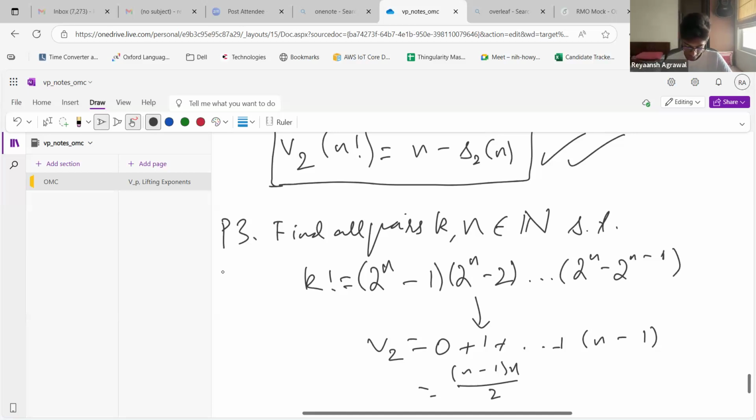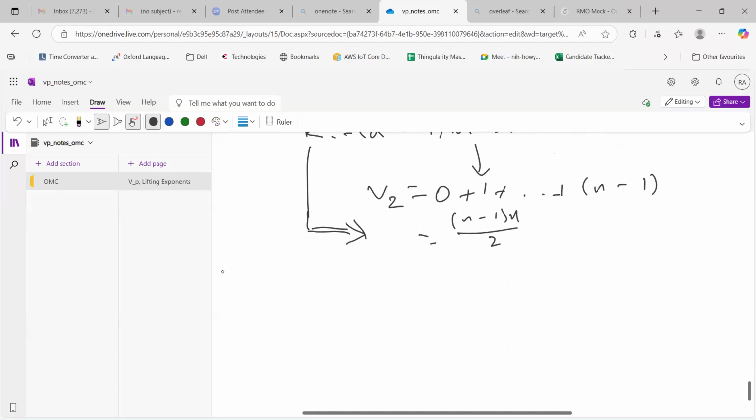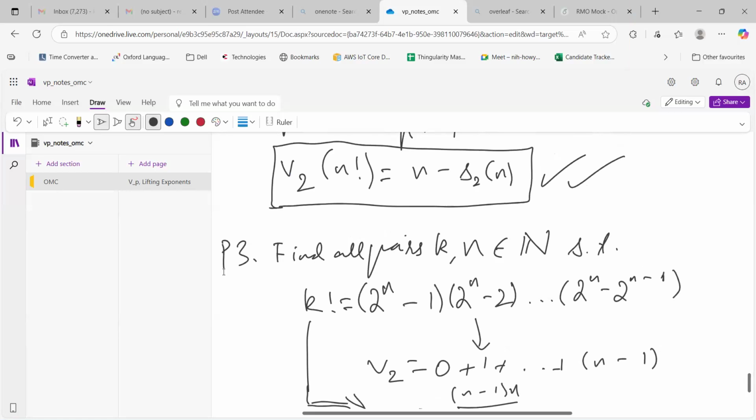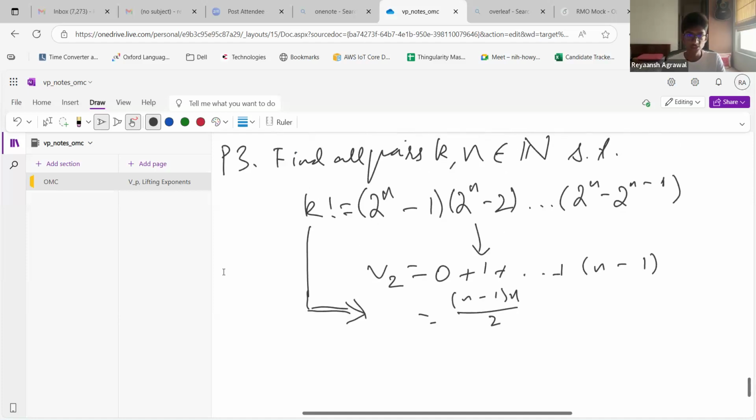Now, can we try and find all k such that V2 of k factorial is equal to this thing, (n minus 1) times n by 2, whatever. What was the question? You want to find all k and n such that... No, I got that. Just now you told something. Oh, okay. It's the same question, I just reformulated it. Can you find all k such that V2 of k factorial is equal to 0 plus 1 till n minus 1? Okay.